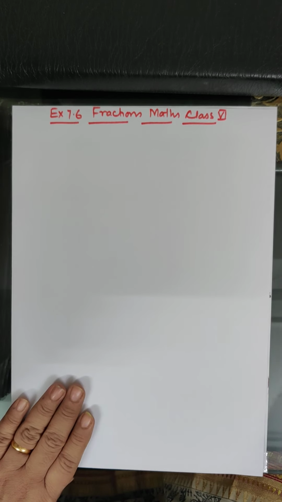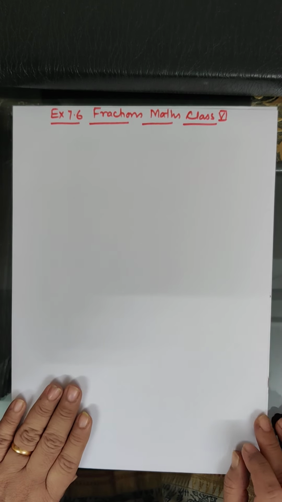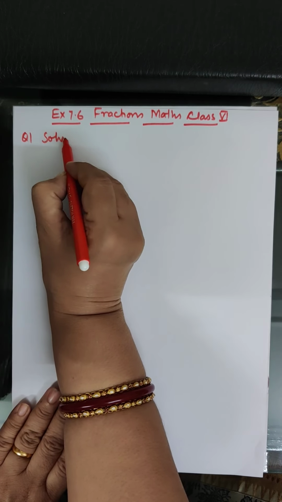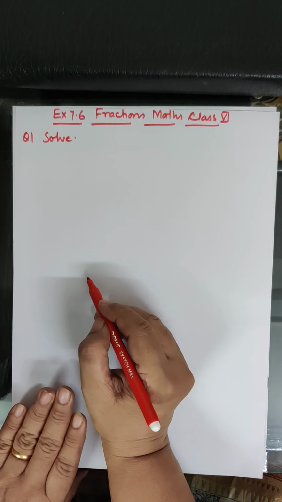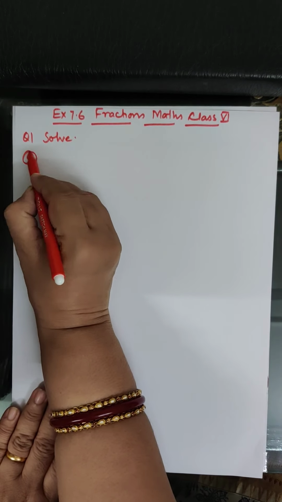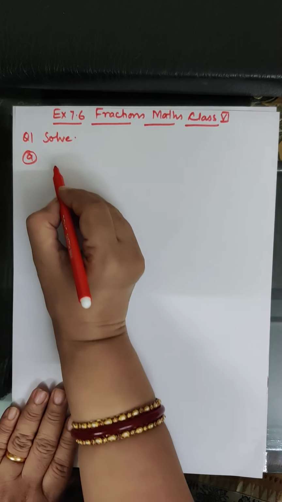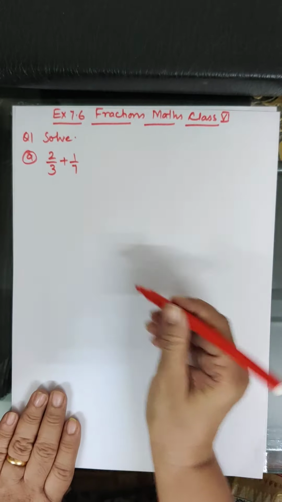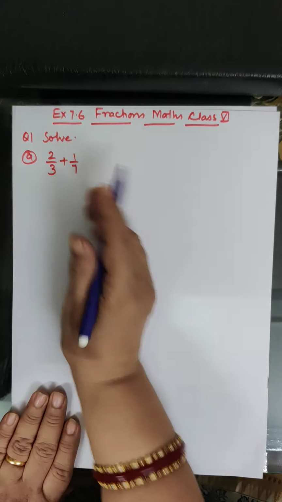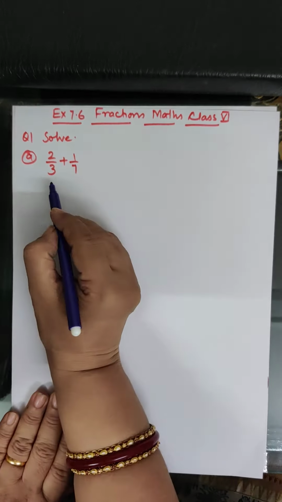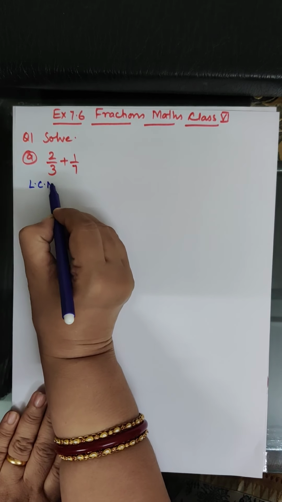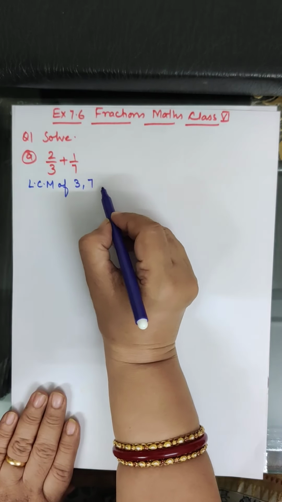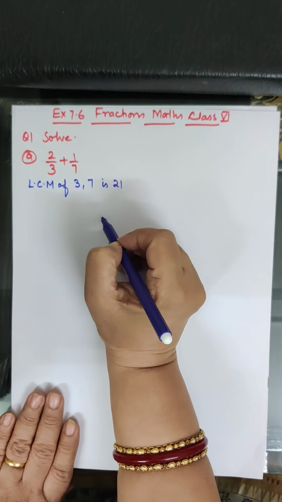Children, in today's class, we shall start with exercise 7.6 and solve the first question, which is solve. Okay. So, very first part in this is 2 by 3 plus 1 by 7. Now, here these are unlike fractions. So, we take the LCM of 3 and 7. So LCM of 3 and 7 is 21.